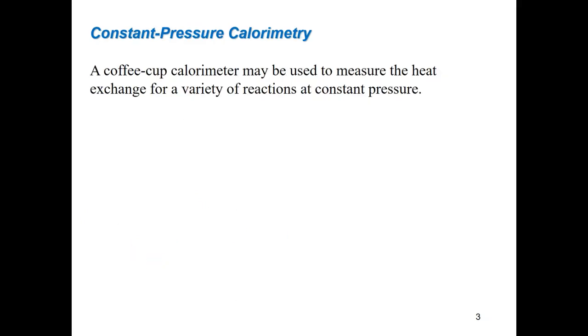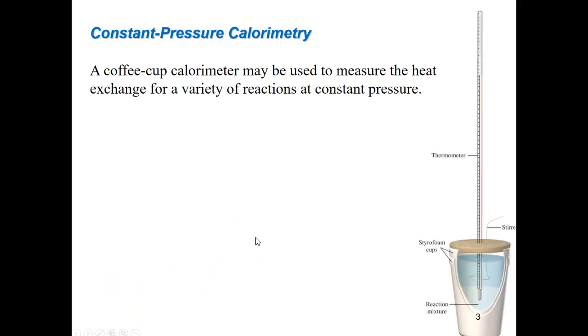One of the simplest calorimeters we can use is a coffee cup calorimeter, which we can use to measure the heat exchange for a variety of reactions at constant pressure. And so here's a coffee cup calorimeter. It's a styrofoam cup with a cork or cardboard lid in which a hole has been placed. Then we put in a thermometer. We've got a stirrer to help mix up our solution. And since it's open to the atmosphere, it's constant pressure.